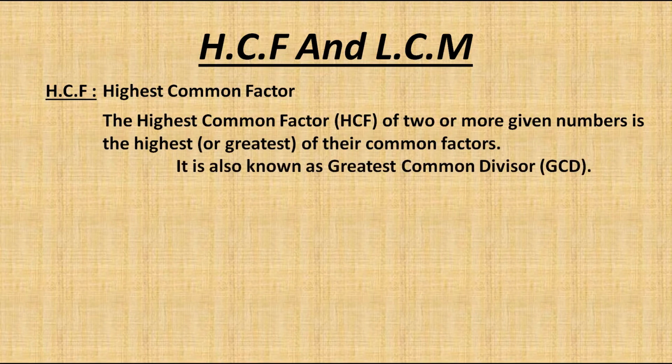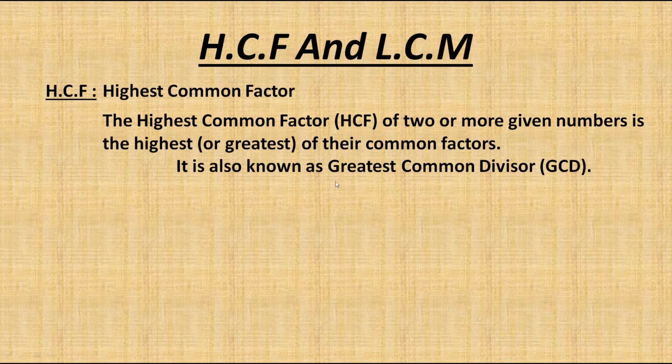Let's see the definition of this. The highest common factor of two or more given numbers is the highest or greatest of their common factors, and it is also known as greatest common divisor. As we know, factors are the numbers which exactly divide the given number, right? So we can say a factor is a divisor, right? So it is common and it is greatest also. So we have another name for HCF as greatest common divisor.